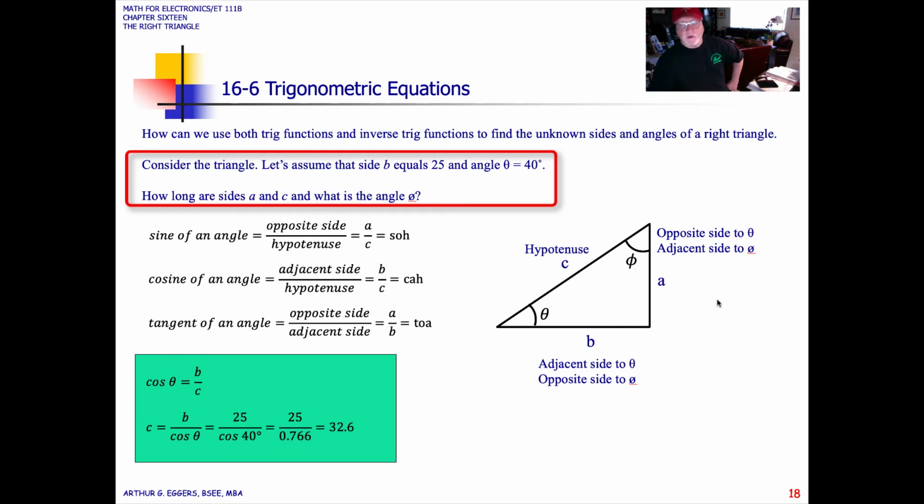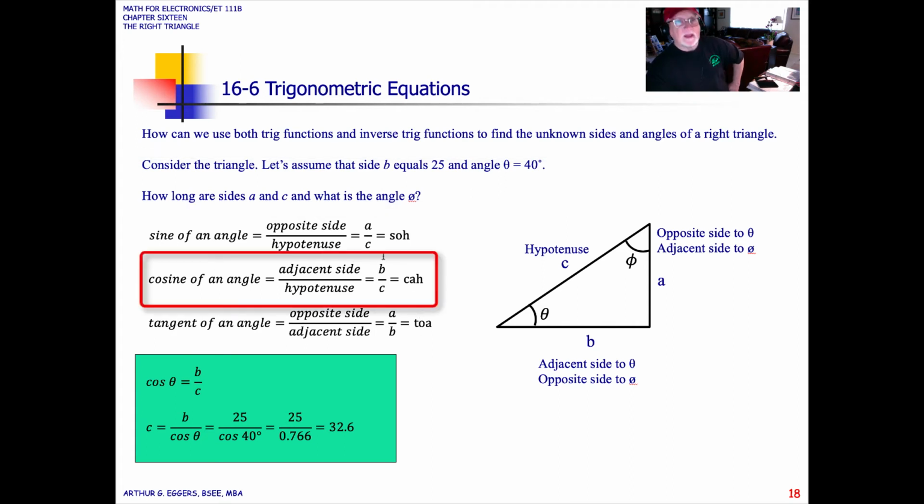So to do this, we go back to our relationships, sine of an angle, cosine, tangent, SOH CAH TOA, and look at our ratios. We are given a value, and we want to solve for a value. So in this case, we want to solve for the hypotenuse. So let's start with the cosine relationship. The cosine of the angle is equal to side B over side C.